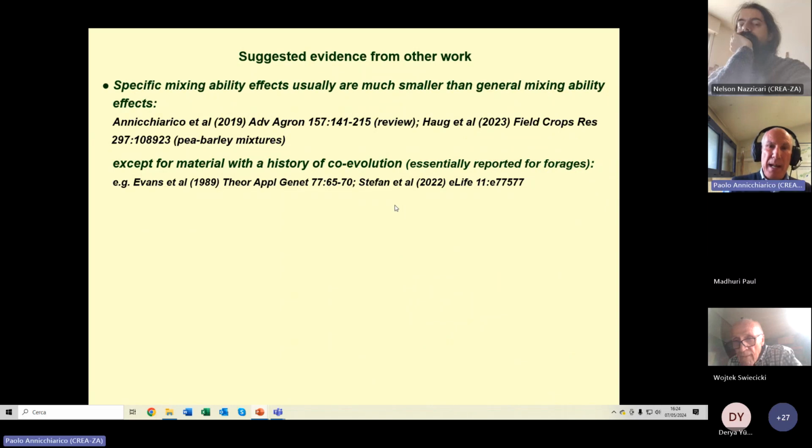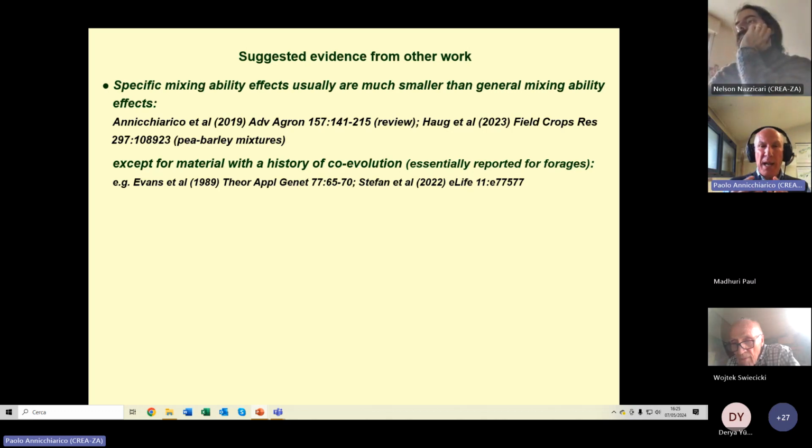Finally, in a review paper of mine and other colleagues, and I'm also adding this recent paper, considering different studies, it was clear that specific mixing ability effects are usually much smaller than general mixing ability effects. Now, specific mixing ability effects are genotype by environment interaction effects when you consider the total yield in a factorial layout where we have grasses, for example, as columns and legumes as rows, no?